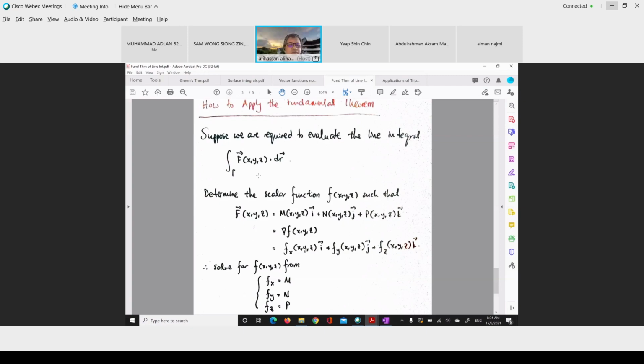And this is an example for the two-dimensional case. However, it is shown here that M and N do not satisfy the equation N partial x equals M partial y. So we cannot apply the fundamental theorem of line integrals. We have to use the old method, which is the parametrization method.